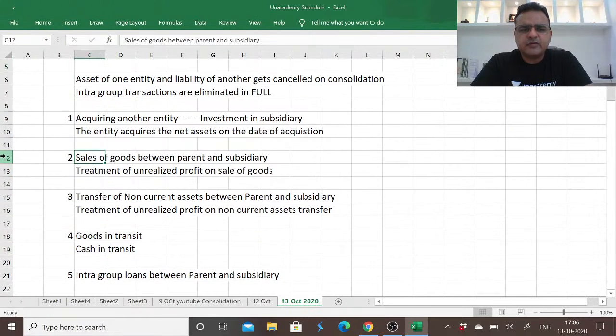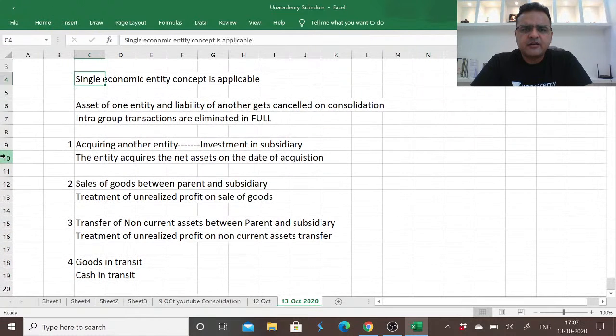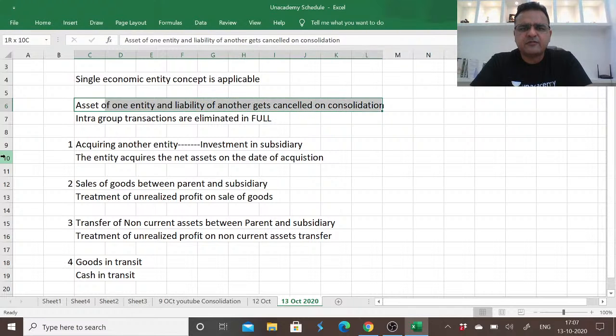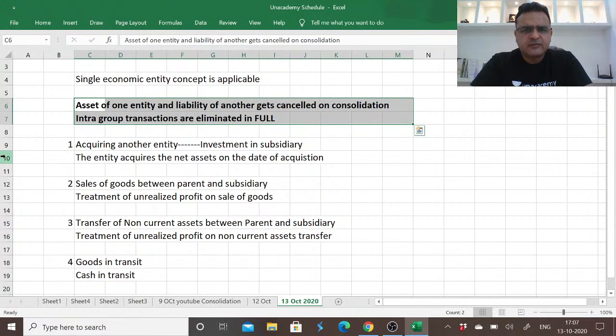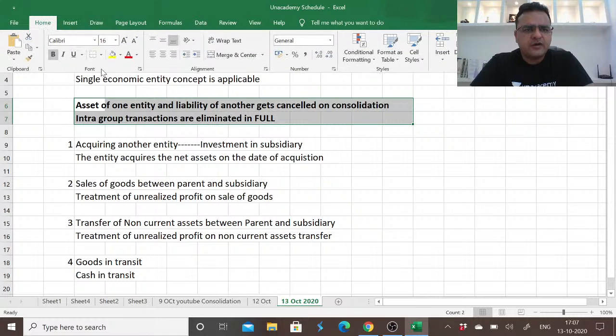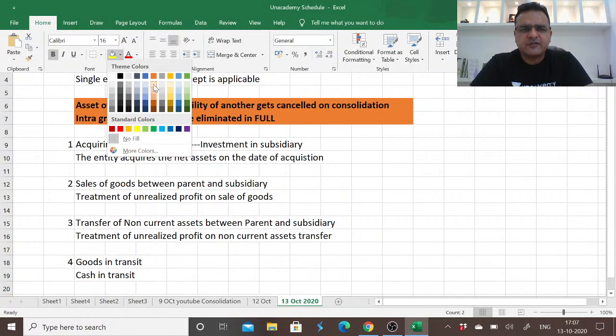So in some of the cases it is quite straightforward that we eliminate asset of one entity and liability of another on consolidation, and they are eliminated in full. This is the principle we need to remember while consolidating financial statements.